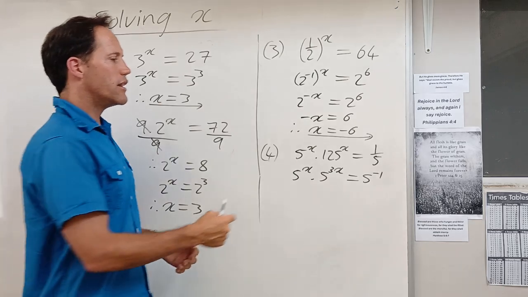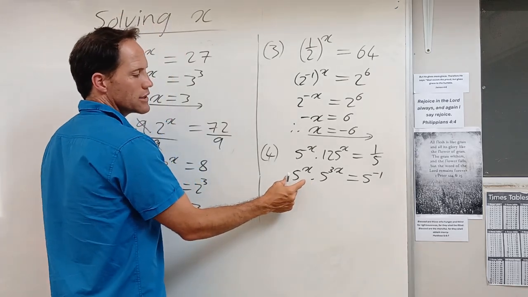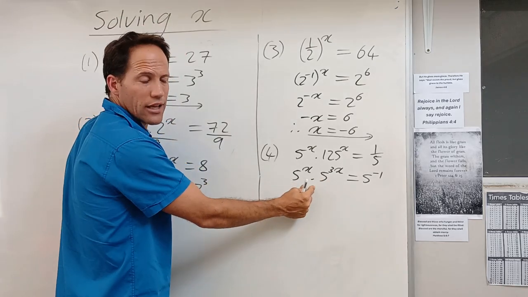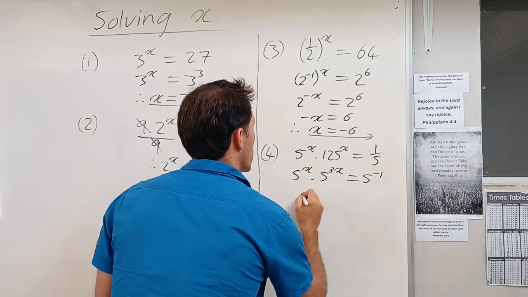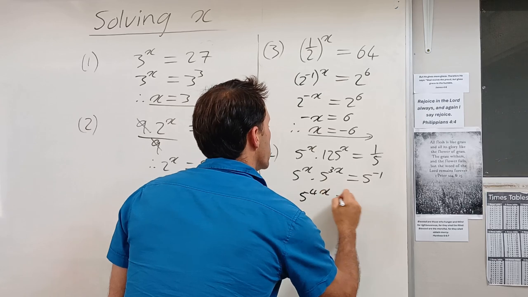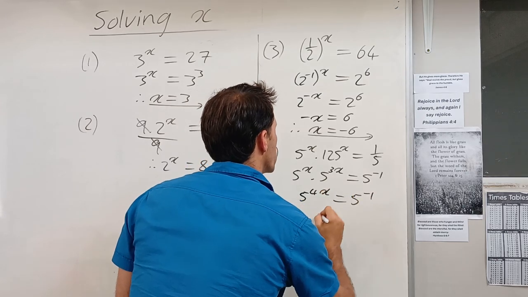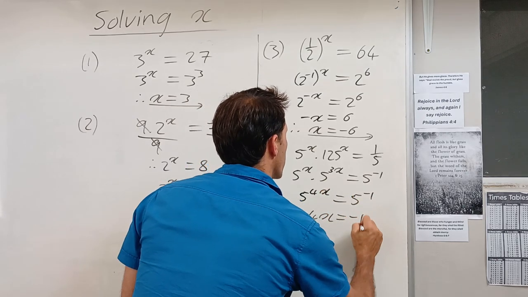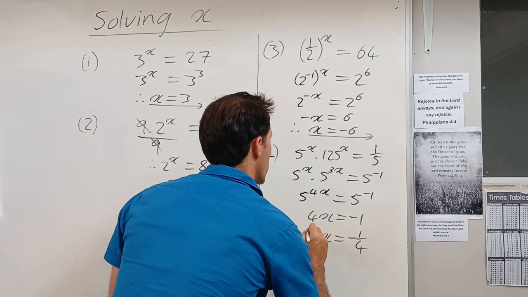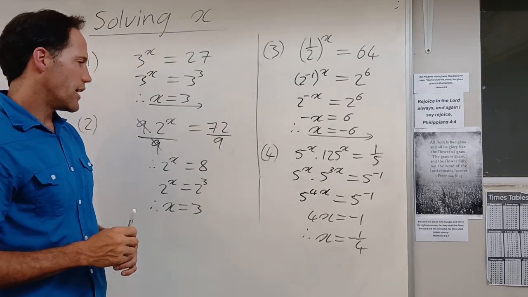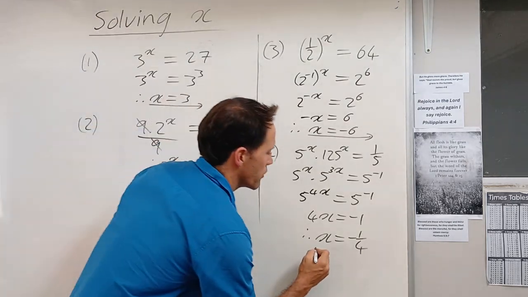And then you add them. Same base, multiply, same base means you add. So x plus 3x is 4x, equal to 5 to the power negative 1, which means 4x is equal to negative 1, and then when you divide by 4, x is negative 1 over 4. So you get x equal to negative 1 over 4 for this one.